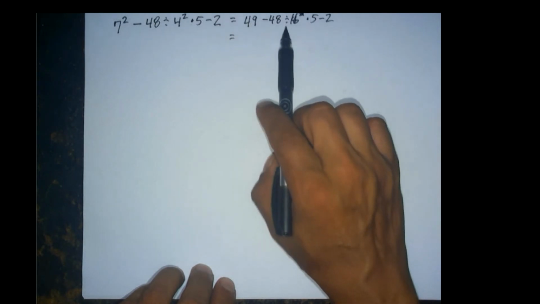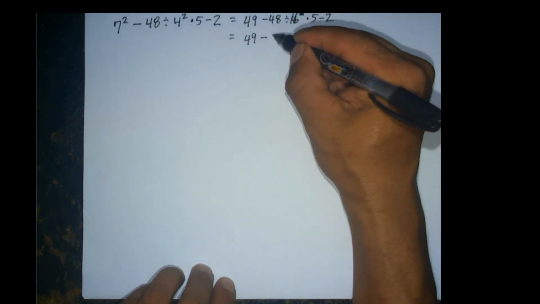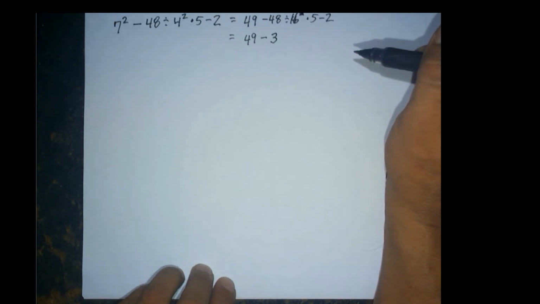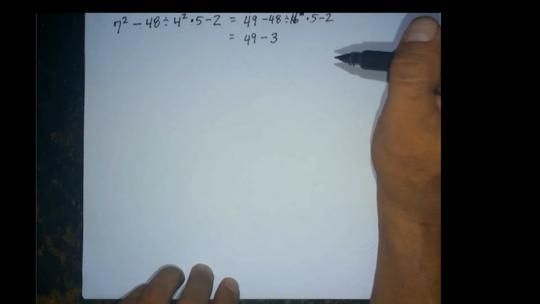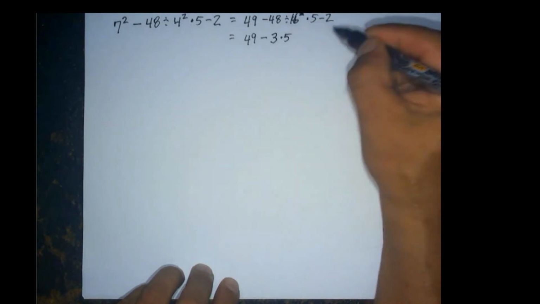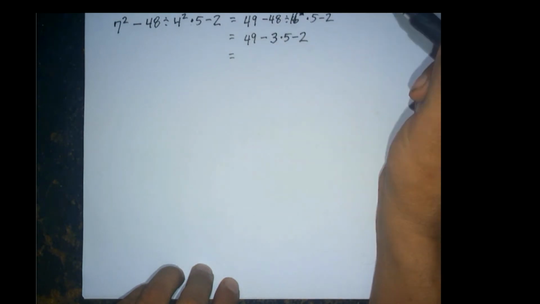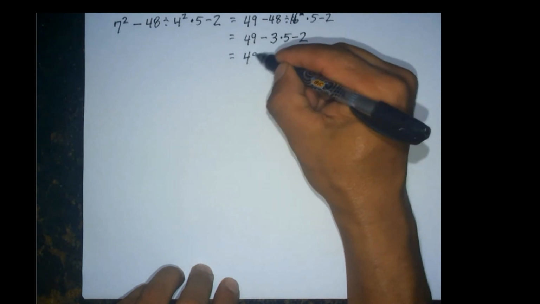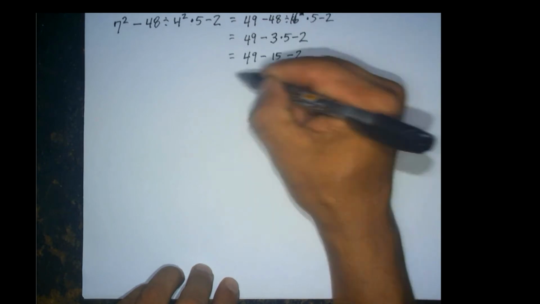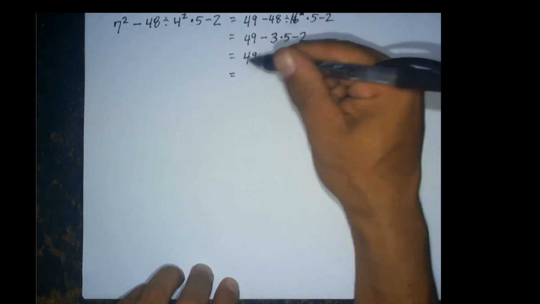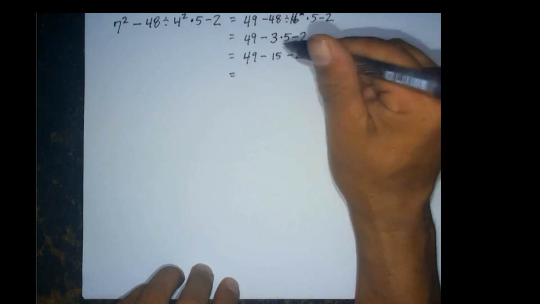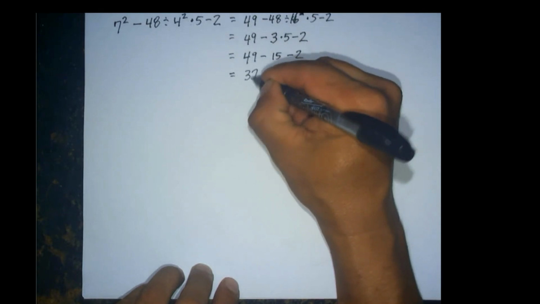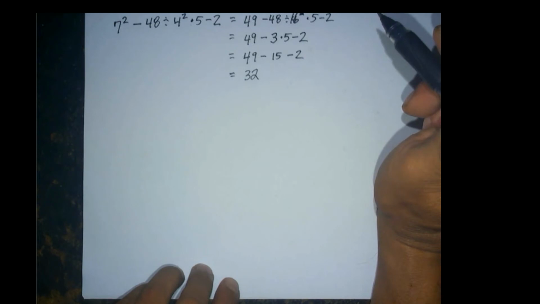There's a divide first right here. So we'll have 49 minus 48 divided by 16, which is 3. 3 times 5 minus 2. And then we do the multiply in the middle there. 49 minus 15 minus 2. And then it's 49 minus 15, which is 34. And 34 minus 2 is 32. Okay? All right, your turn.